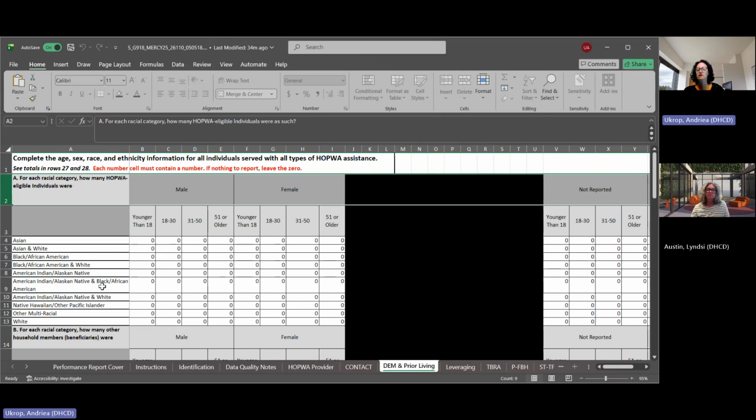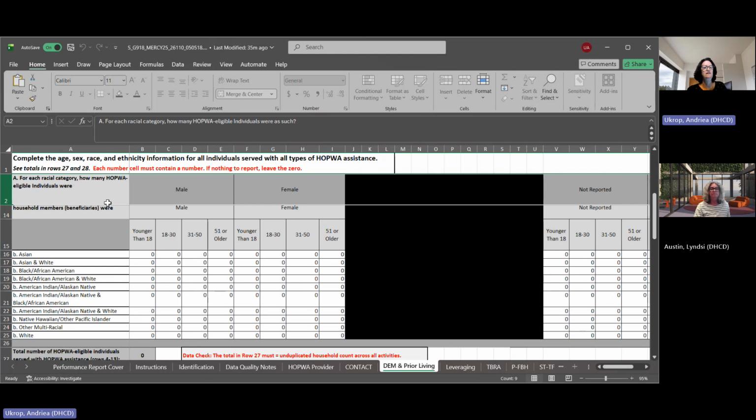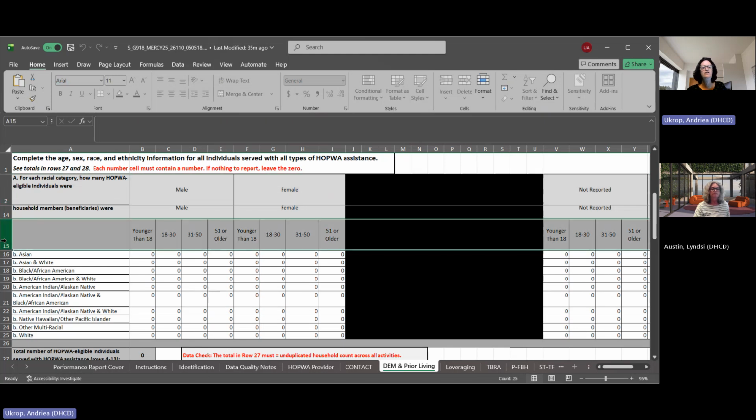So you and your organization need to make the best decisions on how you report these demographic categories of the people you are serving in your project. In section 2, these are going to be those who made the household eligible. And here in section 15, these are going to be any other household members. So those would be included here.